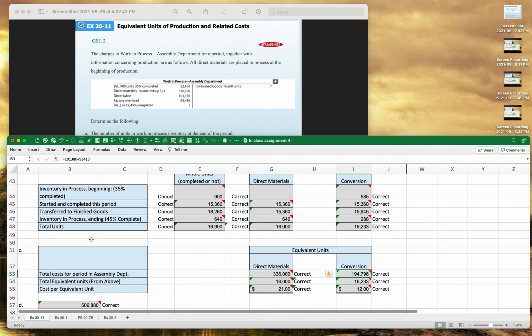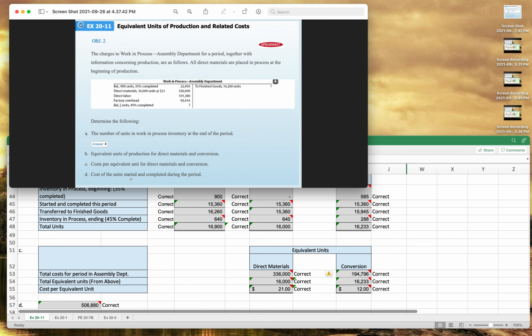We could determine the cost for items transferred to finished goods. We can apply this new information of total cost for all inventory in process at the end of the period. And we can apply the same logic for the total cost per equivalent unit to the cost of units started and completed during this period, which we just did.